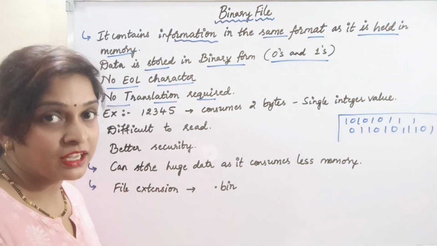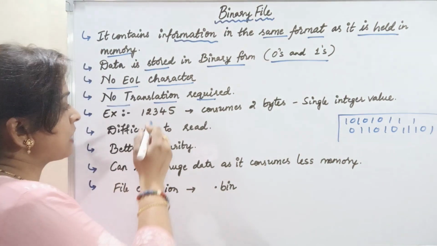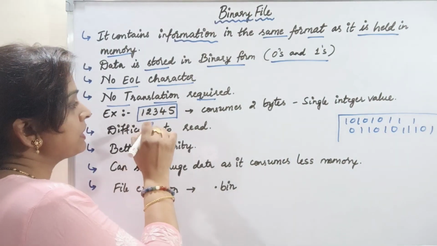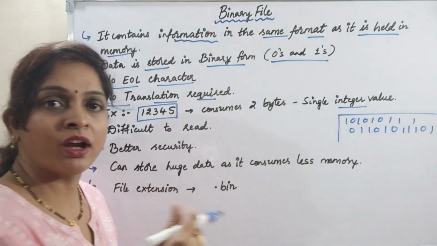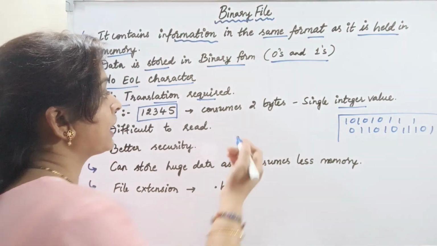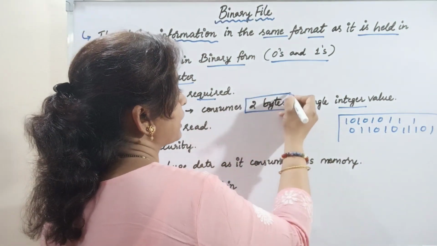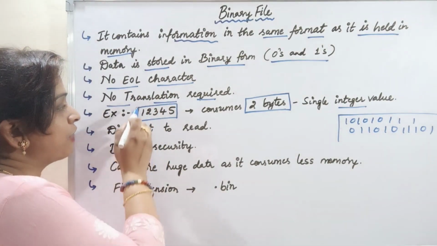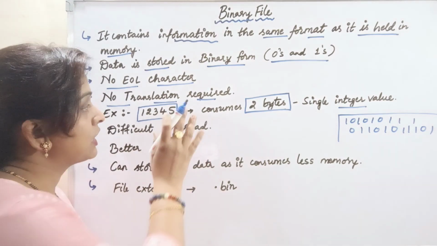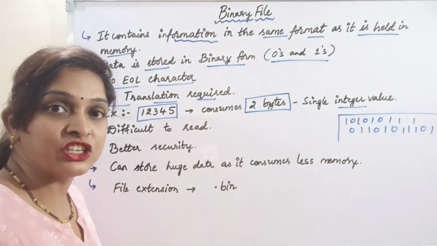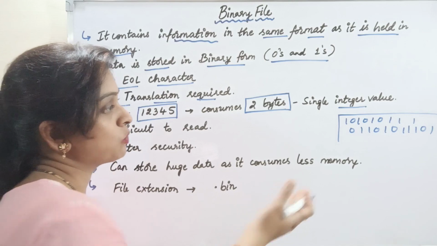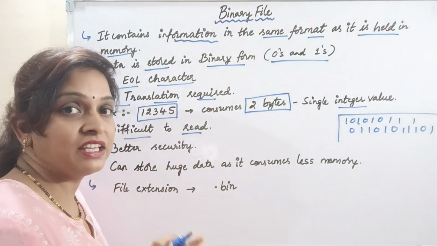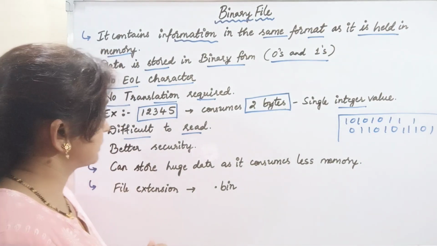No translation required. Say for example, if I have this data, 1, 2, 3, 4, 5, it will be considered as a single integer value, and if it is a 16-bit machine, I can say it is going to consume 2 bytes of memory. So it is not going to consider every digit as a character. It is going to treat this as one single integer value, and then convert that to zeros and ones. And it's quite difficult to read these kinds of files, binary files.